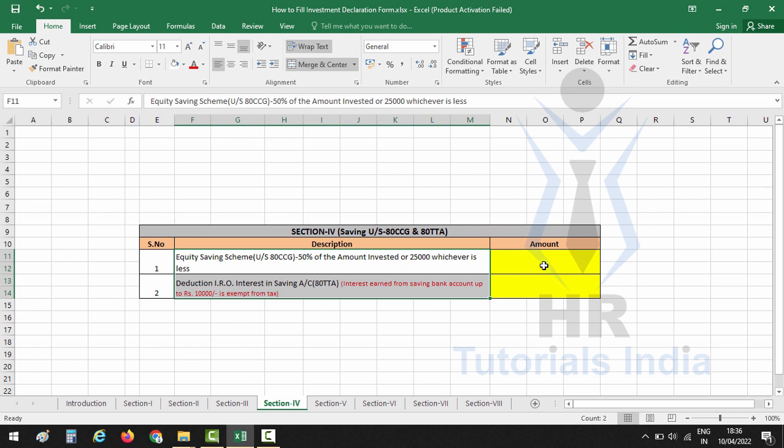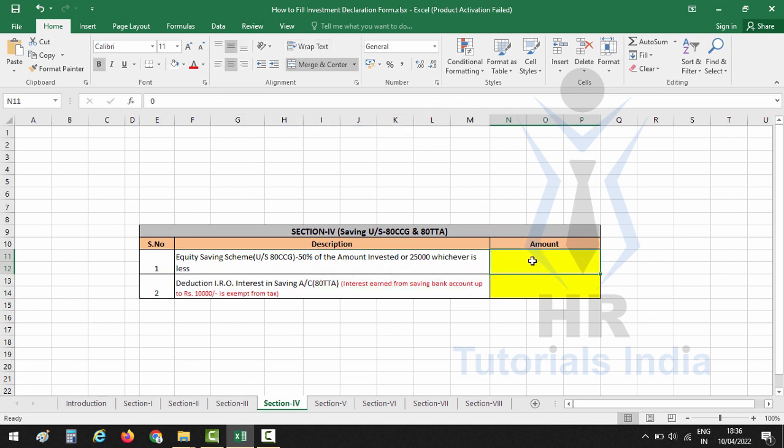Now let us see what has been exempted by the employee under section 4. Equity savings scheme 0, interest earned from savings bank account 0. That's all for this section 4. Now let's move on to section 5.